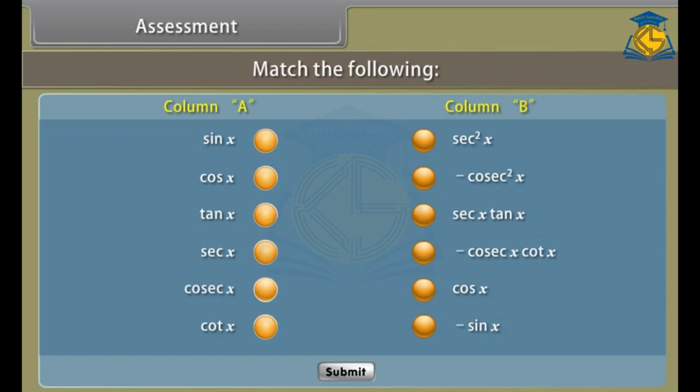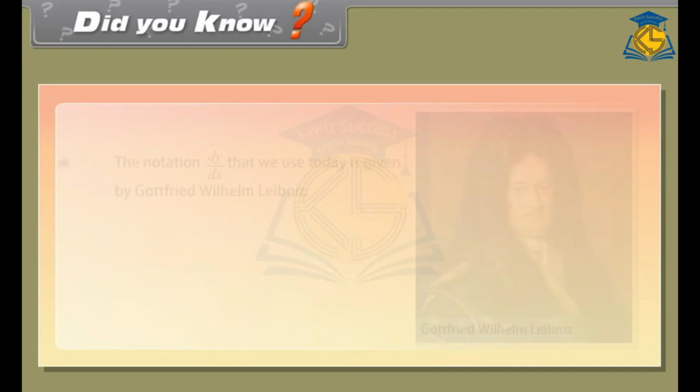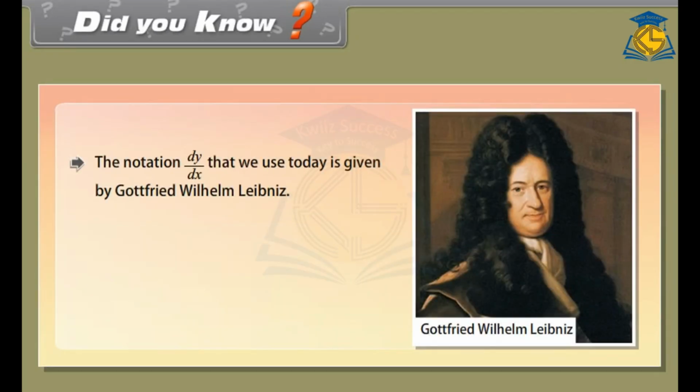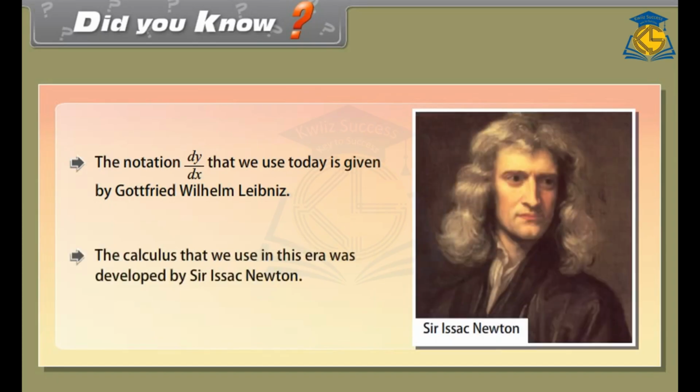Did you know? The notation dy by dx that we use today was given by Gottfried Wilhelm Leibniz. The calculus that we use in this era was developed by Sir Isaac Newton.